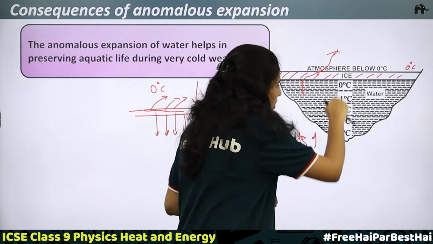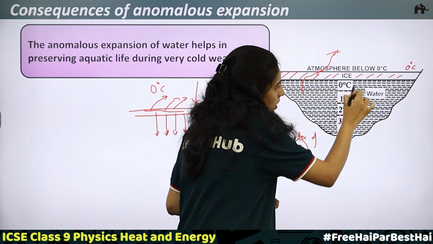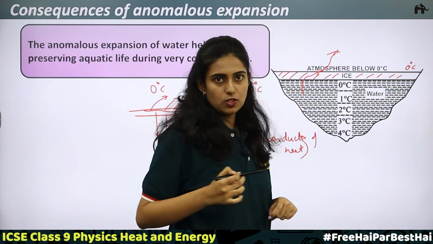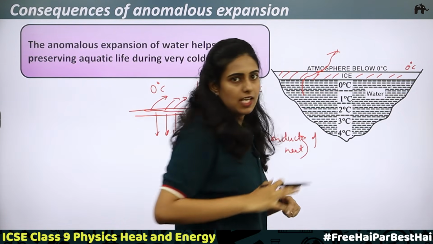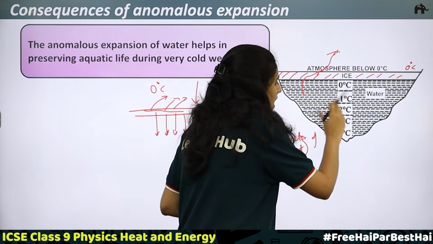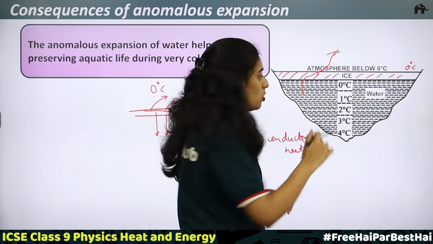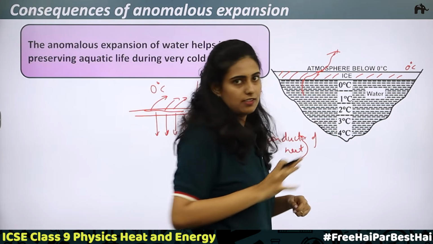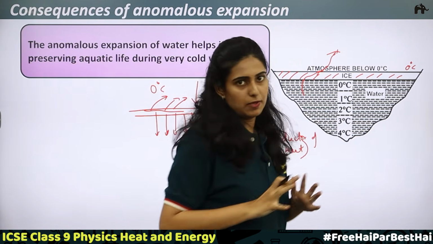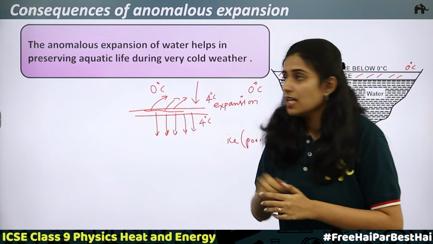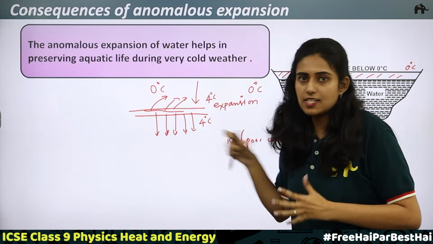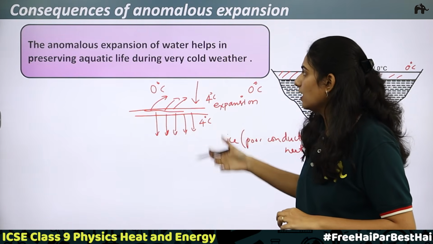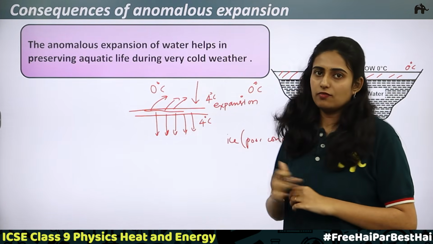In the bottom layers, you can see the temperature is 0 degrees Celsius, here 1 degree Celsius, 2 degrees Celsius, 3 degrees Celsius, 4 degrees Celsius. That higher temperature does not allow the water to freeze, and it will prevent the death of these organisms. So a layer of ice is formed, and this layer of ice protects the aquatic life. The anomalous expansion of water helps in preserving aquatic life during very cold weather.